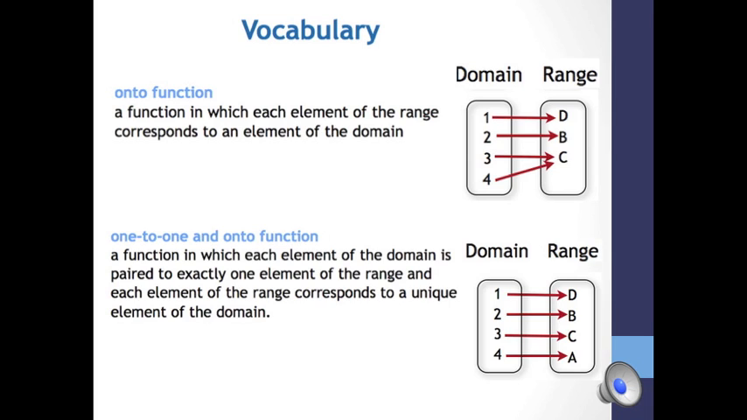The onto function is where the range has two inputs, two different inputs, I should say. The one-to-one and onto function, every domain has exactly one range. So if there's, say, in this case, 4 elements in the domain, then there's exactly 4 different elements in the range. When it's that, it's called one-to-one and onto function.